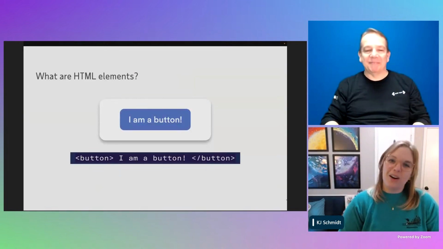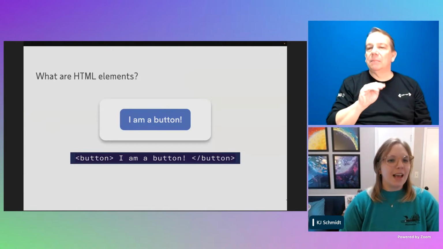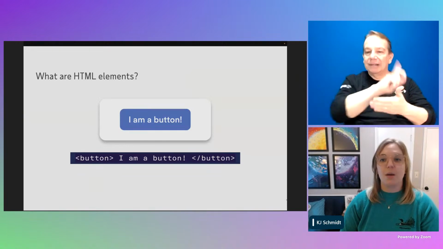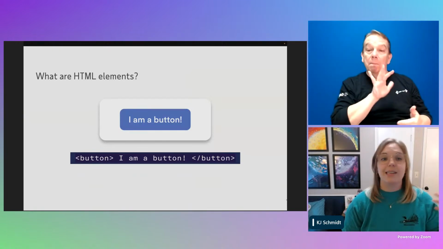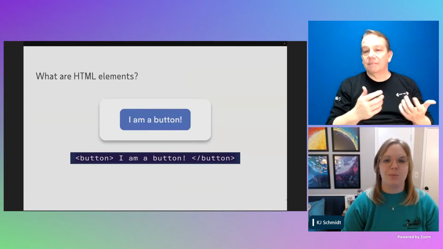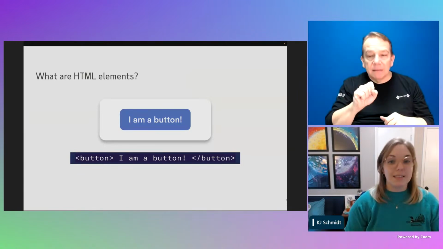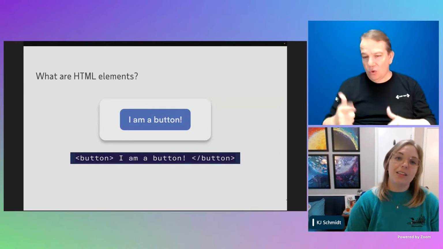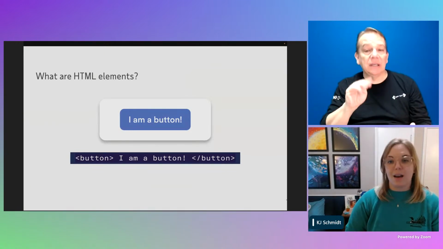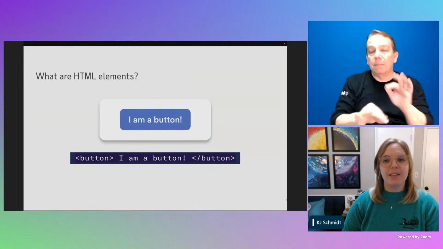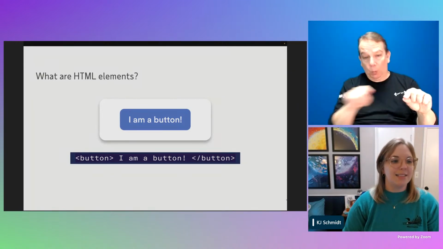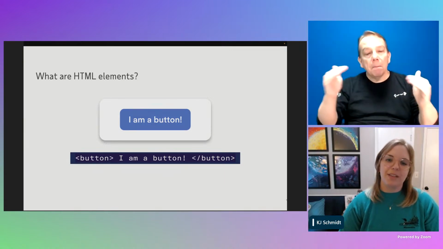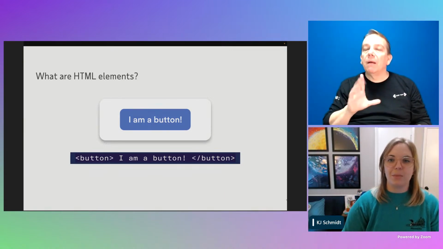All right, so what are HTML elements? HTML elements are a foundation of what our designs are coded with. Buttons are HTML elements, tables are made of HTML elements, paragraphs, lists, links, and more are made of HTML elements. So let's look at a very simple button. On screen, I have a blue rectangular button with the text inside that says, I am a button. And below is a simple version of the HTML code we could use to create a button.